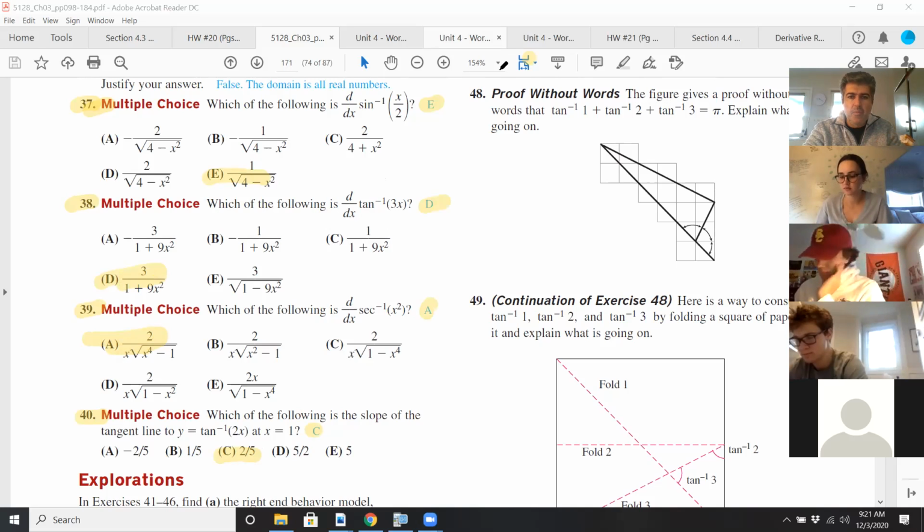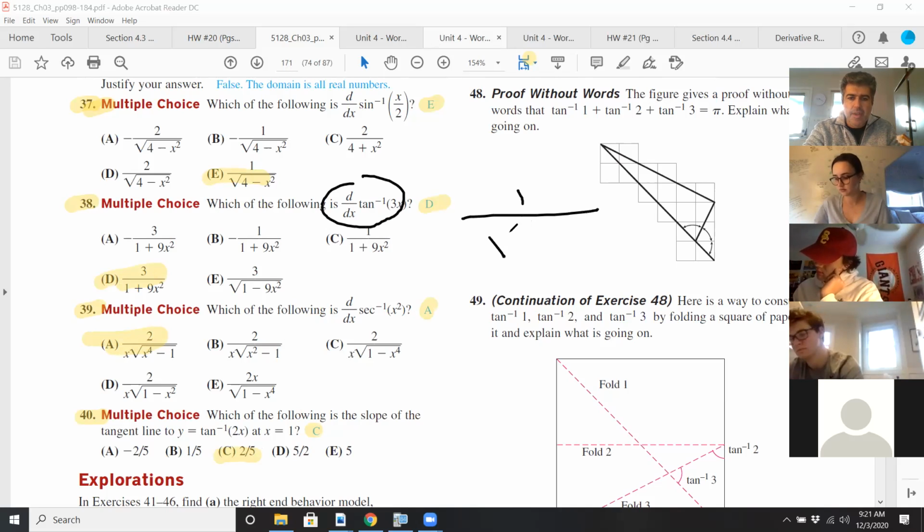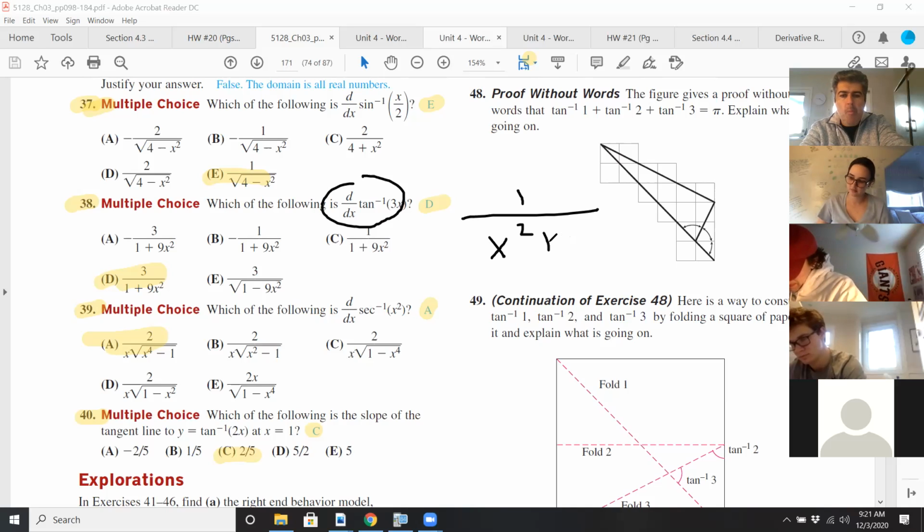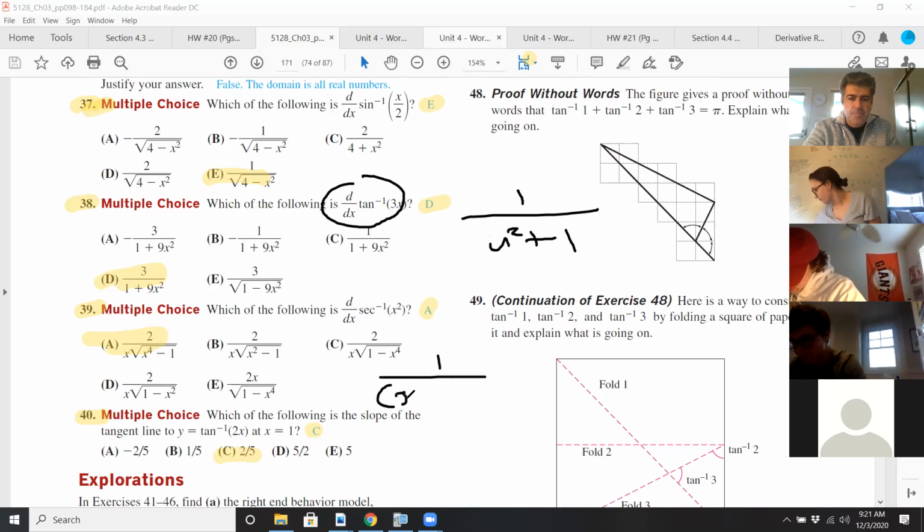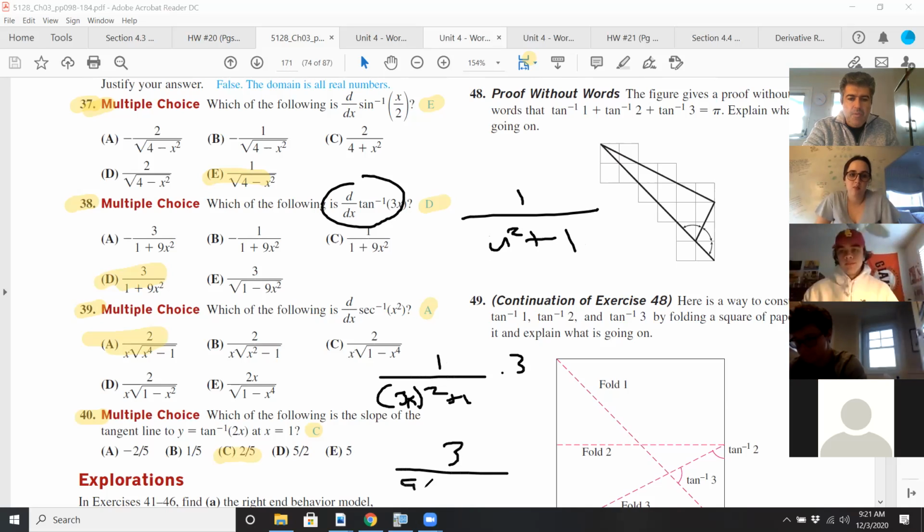For 38. Okay, what's the derivative of inverse tan? 1 over x squared plus 1, or u squared plus 1. What's your inside? 3x. So you can do that. And then chain rule. Times the derivative of 3x, which is 3. So you get 3 over 9x squared plus 1. That's why it's D. Let's look at 39.